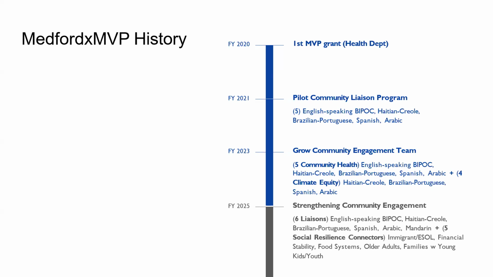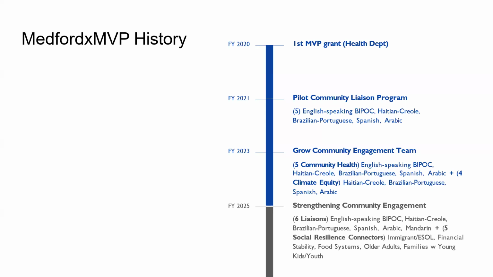And so with this momentum, we entered another round of MVP Action Grant, where we expanded this community liaison program along with ARPA funding. And the program had essentially a two-prong approach. One group of community health workers, who helped residents access MassHealth, particularly, and other social services. And then another group of climate equity liaisons, who also became the founding members of Medford's Climate Equity Council.